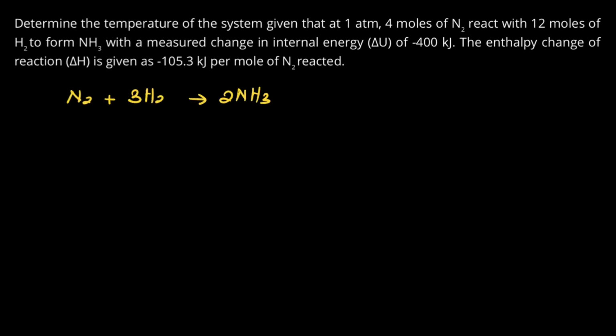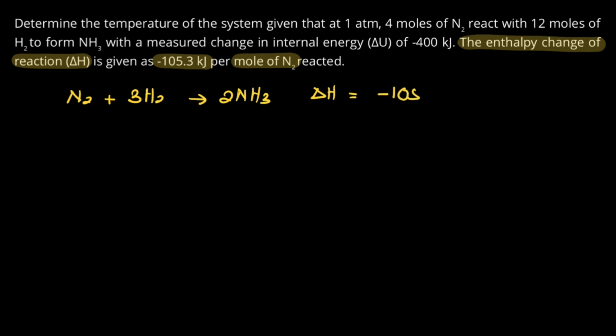Alright, so when we look again at the question, it states that the enthalpy change of the reaction, delta H, is given as negative 105.3 kJ per mole. Therefore, we can say that delta H is equivalent to negative 105.3 kJ. Right, this is only for 1 mole.